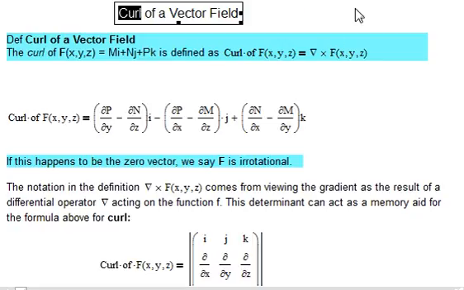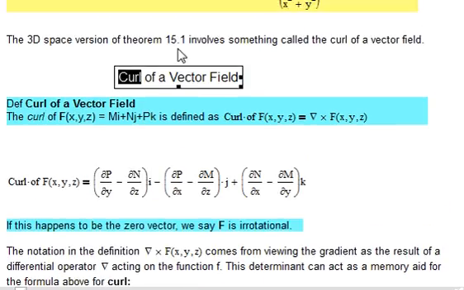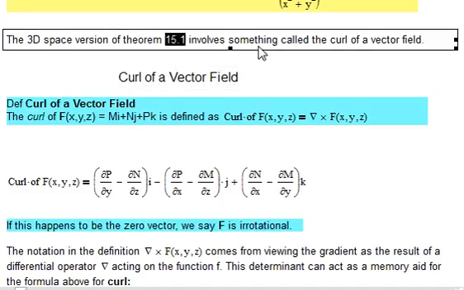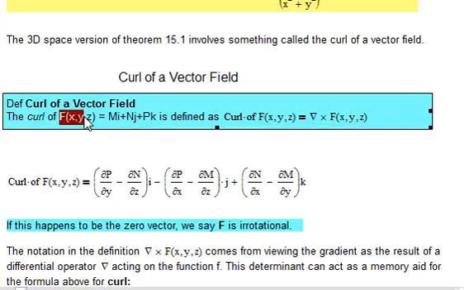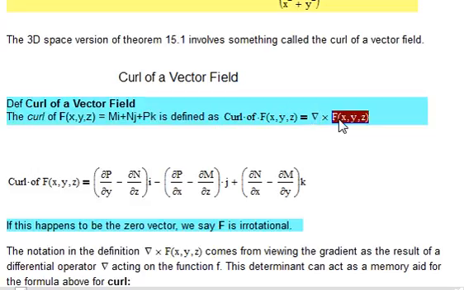Well, now we get to the three-dimensional space version of Theorem 15.1, which involves something called the curl of a vector field. So what is the curl of a vector field? The curl of a vector field F of x, y, z equals M times i plus N times j plus P times k. Notice that the curl is a vector and is defined by curl of F equals del cross F of x, y, z.